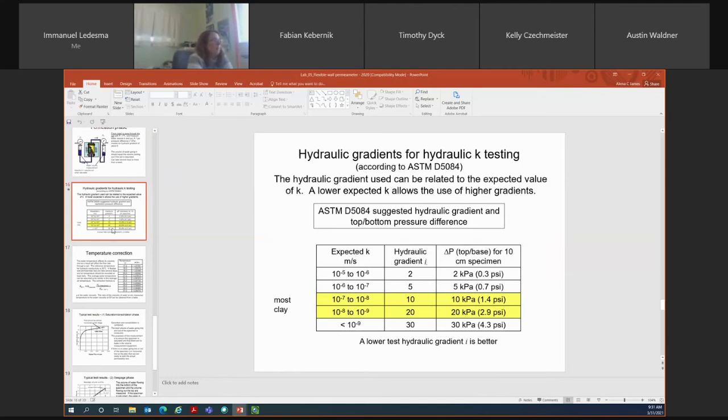This table here just gives you a general indication of what your expected K value is for when you're doing hydraulic conductivity testing on clay. It also gives you an idea of what your hydraulic gradient can be so that you can ensure that your flow is laminar. And it also gives you what your maximum pressure differential can be between the top and the base of the specimen to ensure that your flow is laminar. So a lower expected hydraulic conductivity value allows you to use larger hydraulic gradients.